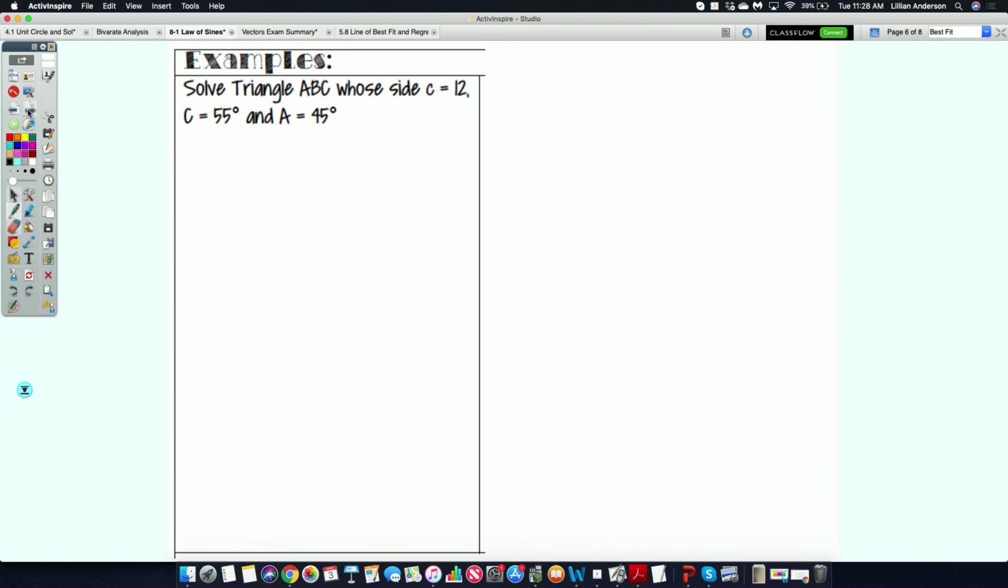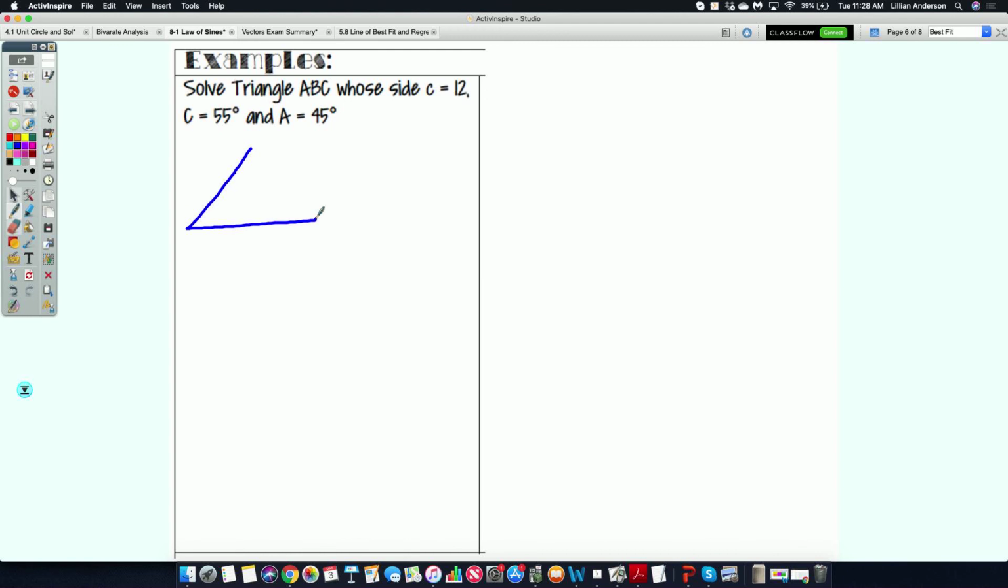So let's look at this first example. It's asking me to solve triangle ABC, whose side c is 12, angle C is 55 degrees, and angle A is 45 degrees. When it says solve the triangle, what does that mean? Find all sides and angles, just like how we did back in Unit 5. We've been doing triangles since Unit 5. So we have to find all the missing sides and angles.